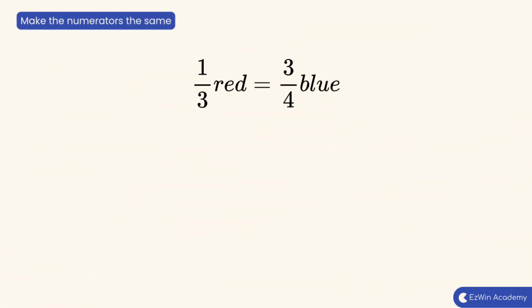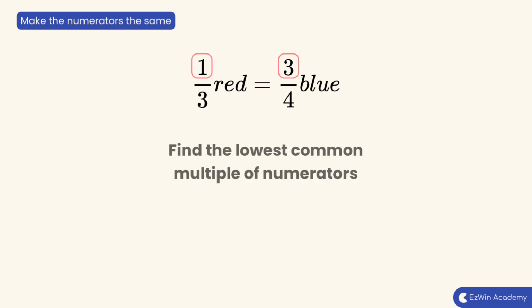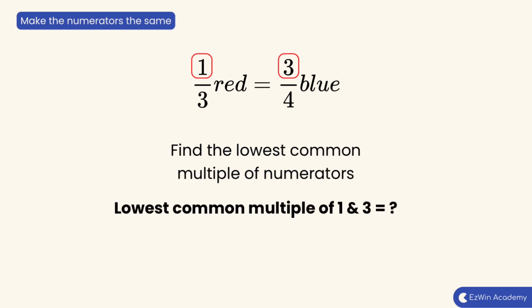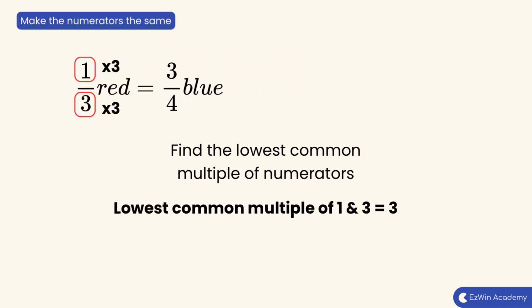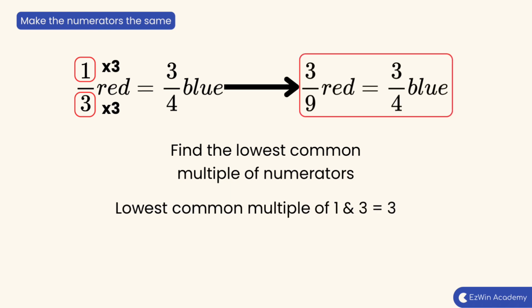So, once you write the equation that looks something like this, the next part is to actually look at the numerators and find the lowest common multiple. Do you know what's the lowest common multiple of 1 and 3? If your answer is 3, then you're right. Since the blue paint has the numerator 3, the only thing that we need to change is the red paint. We multiply the red paint's numerator and the denominator by 3, and this will give us 3 out of 9 red paint equal to 3 out of 4 blue paint.